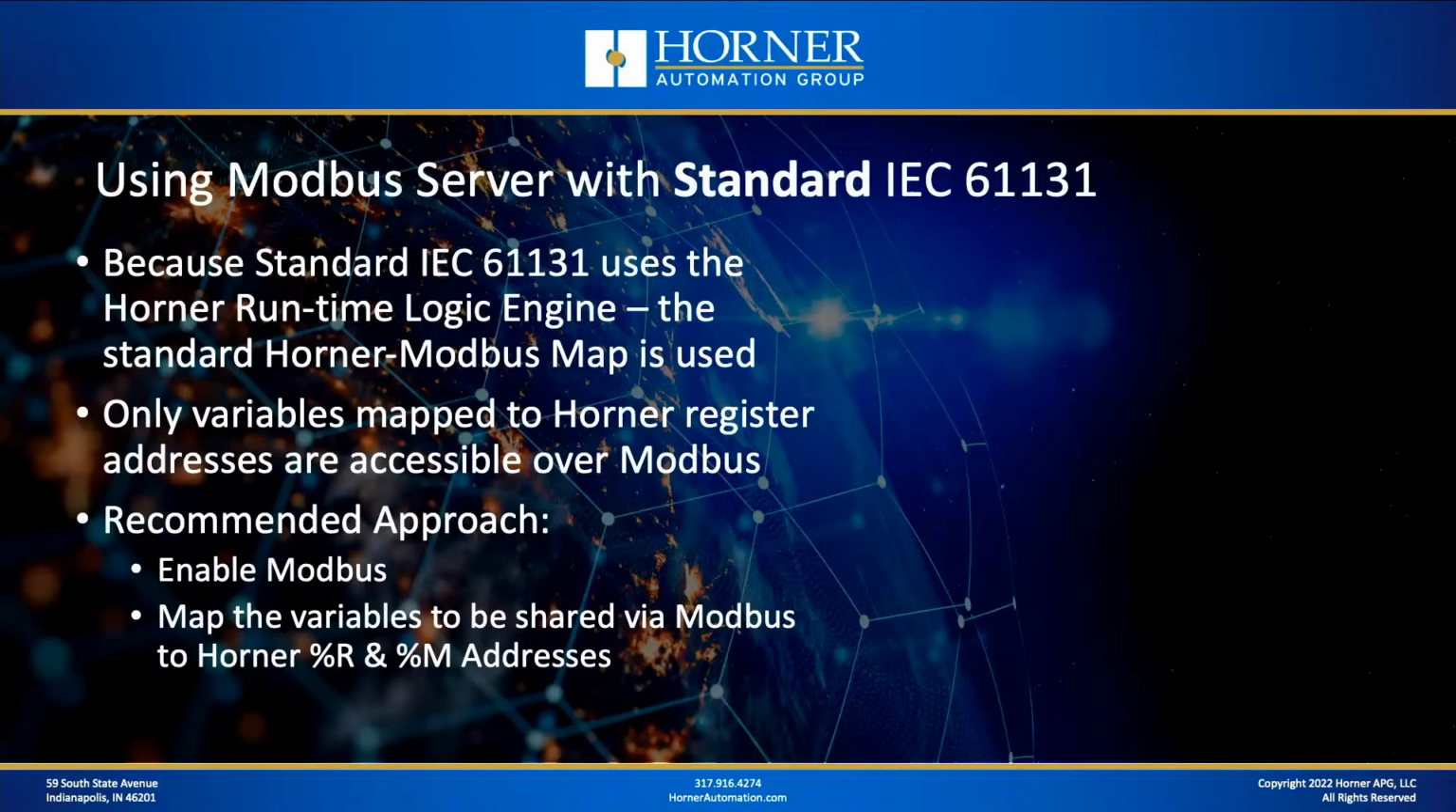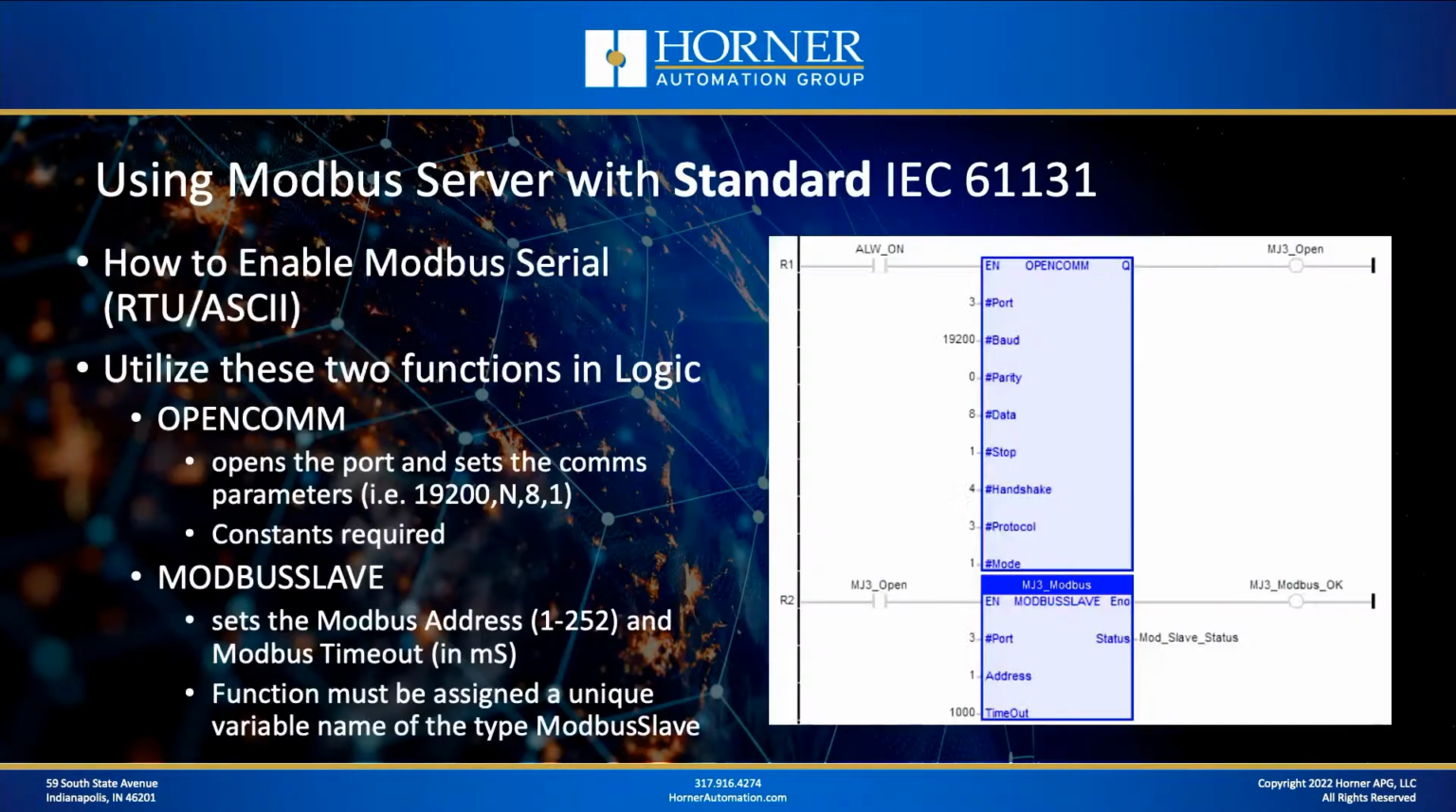And then once we've done that, we're going to go back into our application and we're going to map those variables we want to share over Modbus to Horner R and M addresses, because once we assign the Horner R and M addresses, they will automatically have a corresponding Modbus address. So we don't map Modbus addresses directly, we map Horner addresses, and then they come through with the Modbus map.